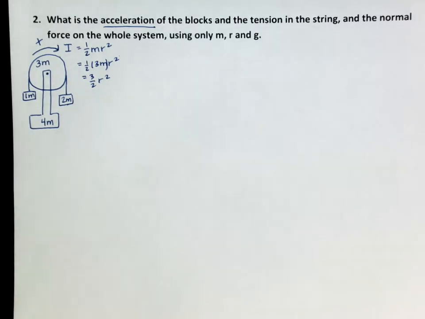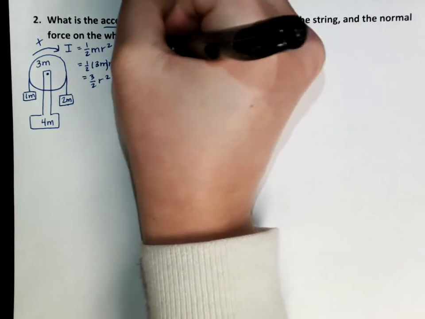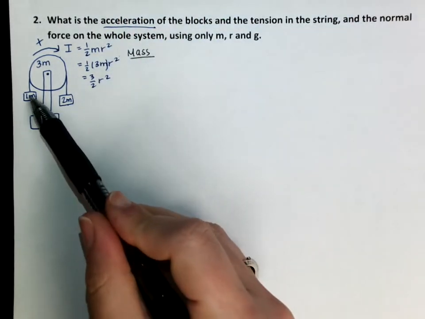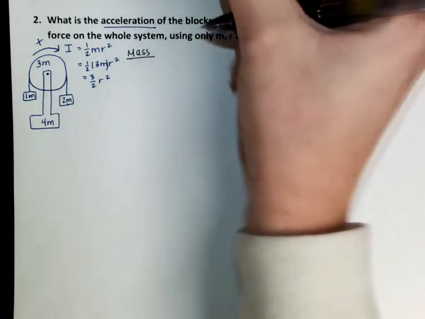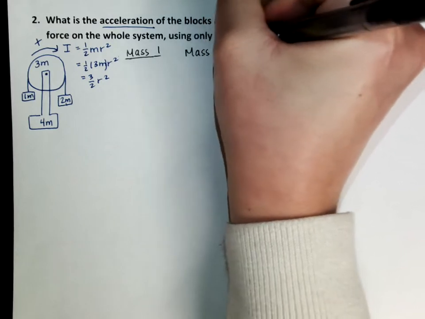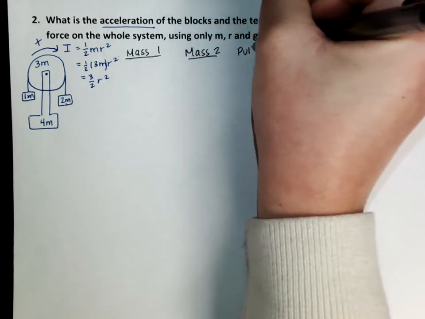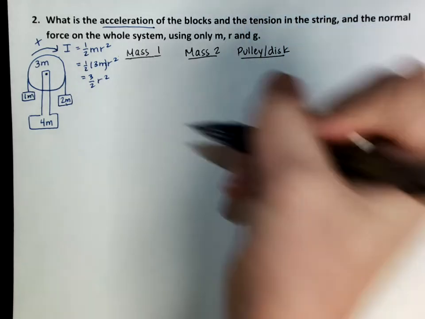Okay, so in order to find the acceleration of the blocks, we're going to need to draw the free body diagram of each mass. So let's start with, well, there's three different objects here that are moving. We have mass 1, mass 2, and then we have the pulley, or we can call it the disc also.